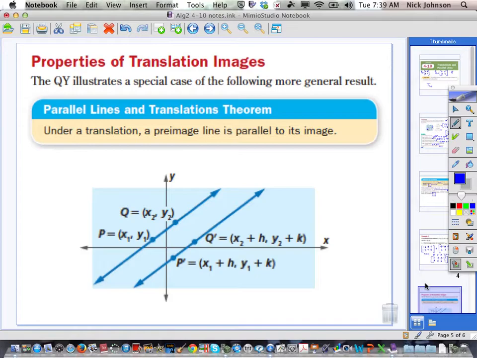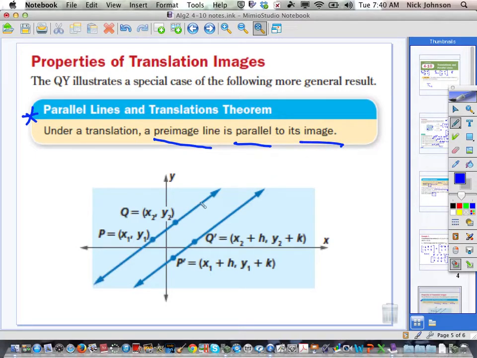Properties of translation images. The QY illustrates a special case of the following more general result. Parallel lines and translations theorem: under a translation, a pre-image line is parallel to its image. So what that's saying is, if I have a line and I translate it to a different image, these things are going to be parallel. Under a translation, a pre-image line is parallel to its image.